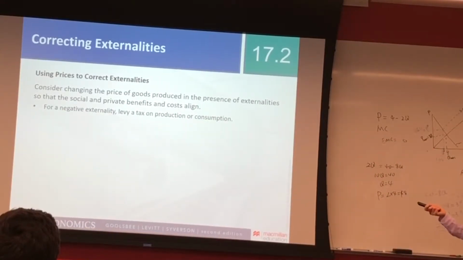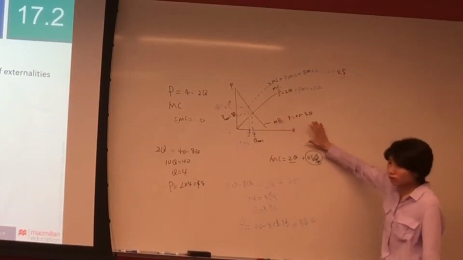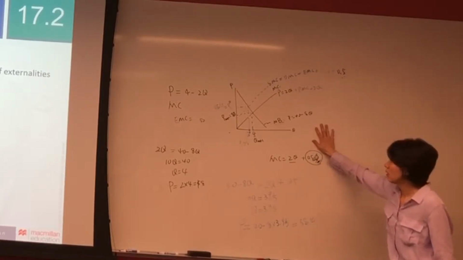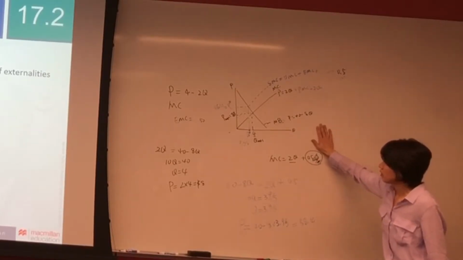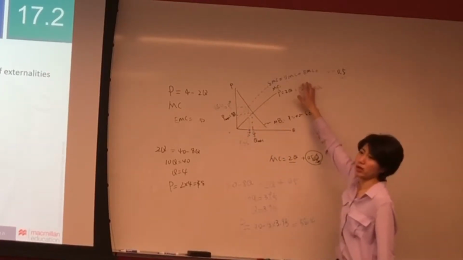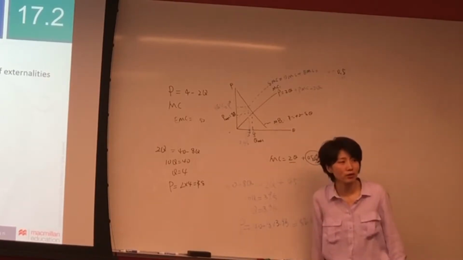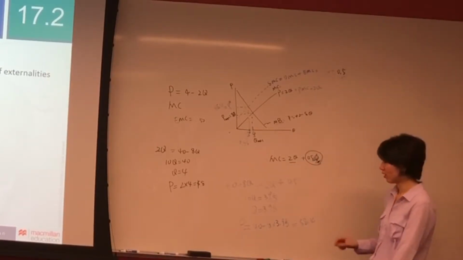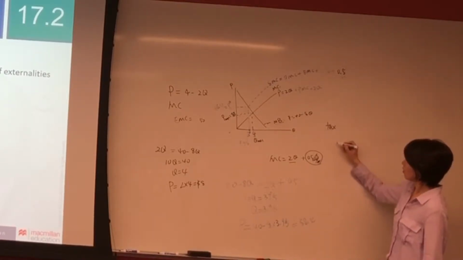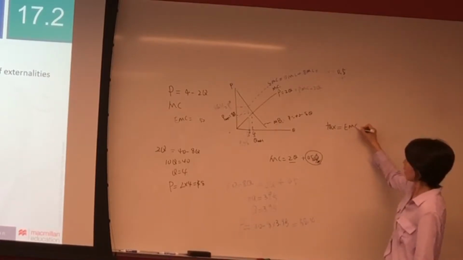For a negative externality, there'll be a tax on production or consumption. For example, in this case, if the information is complete, that means the supply curve, demand curve, and external marginal cost are all known to the public, to the government, and to policymakers, then the government can just levy a tax that makes the tax equal to the external marginal cost.